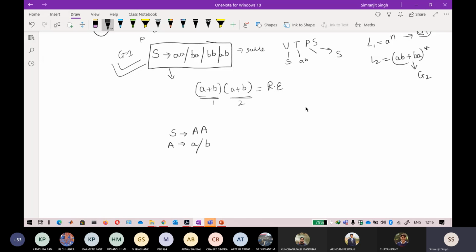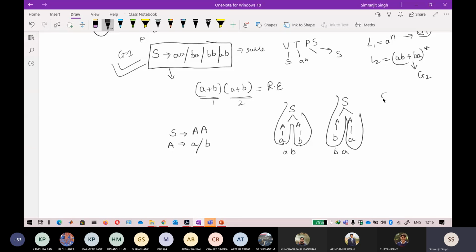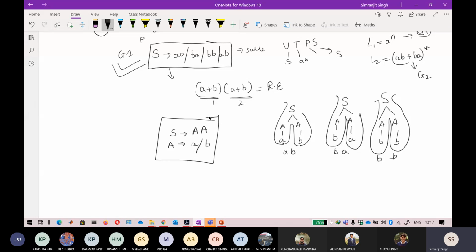Now I know that only four strings can be derived, so let us derive them. From S you get AA, and from each A you can derive a or b in a tree. Top to bottom, left to right, you get terminal a, then terminal b. So ab is derived from this derivation tree. Similarly, S goes to AA, and this A can be b and this A can be a, giving ba. In the same way, S goes to AA, and A goes to either a or b, so you can get aa and bb. I think you get my point. This is not wrong, but this makes more sense, so I will prefer this one over that one.